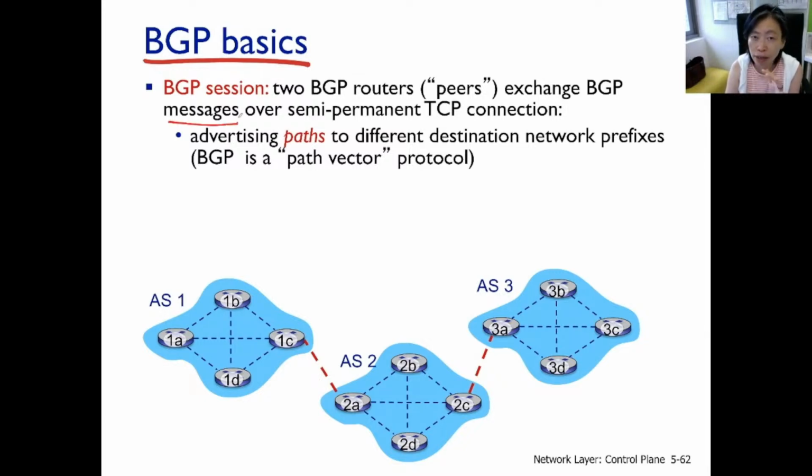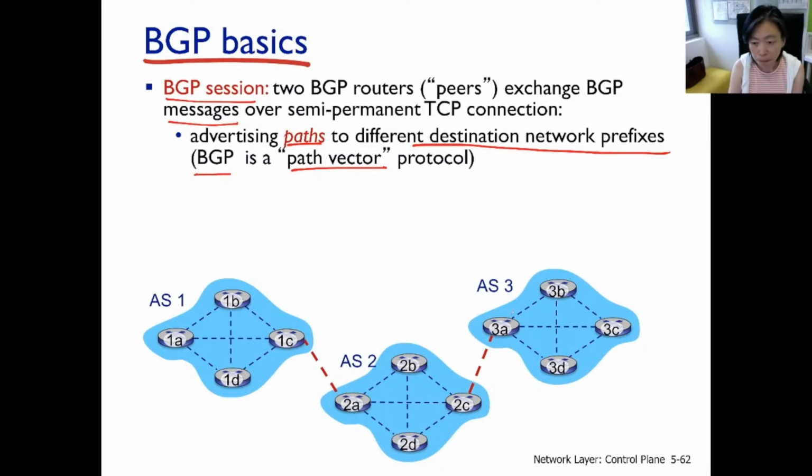Now, the messages we're exchanging between the BGP routers over the BGP sessions are these: the paths to all sorts of destination networks, the paths to all sorts of destination ASs. In fact, altogether, we just call it the path vector. Okay, so BGP, again, is a path vector protocol.